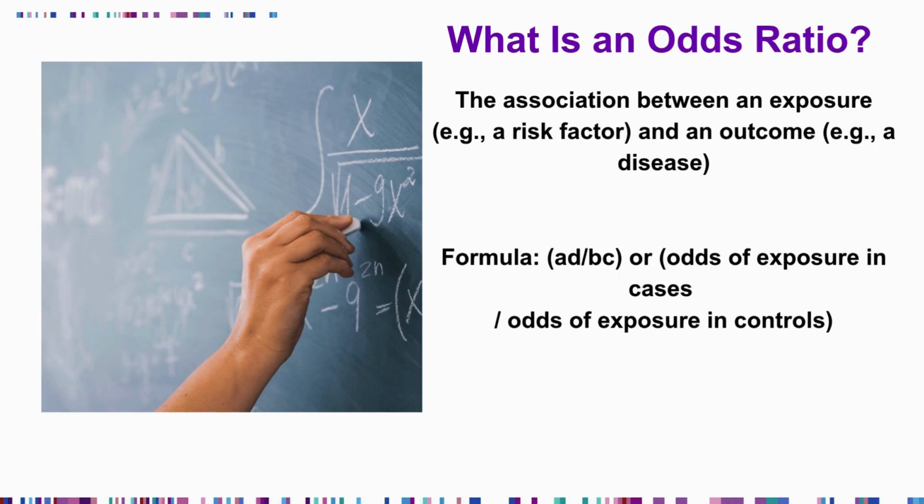The odds ratio is a measure of how an exposure affects the odds of an outcome by comparing the odds of the outcome in an exposed group to the odds of the outcome in a non-exposed group. You can see the formula here in the middle of the slide, which is AD divided by BC. You don't have to memorize this. We're going to use a calculator. And the odds ratio will tell us the direction and the effect that the association has.